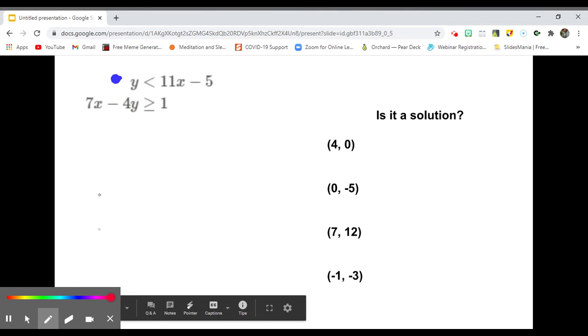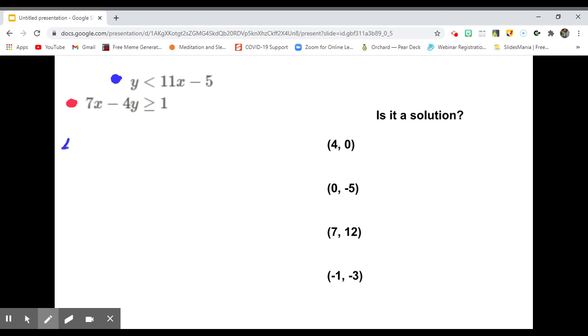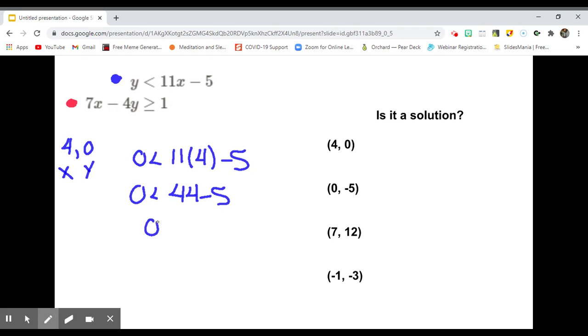And let's do red for this one. Okay, so let's see if (4, 0) is a solution to the blue equation. So let's try (4, 0) first. This is my y value, this is my x. So is 0 less than 11 times 4 minus 5? Is 0 less than 44 minus 5? So is 0 less than 39? Yes, that is a true statement for the blue equation.